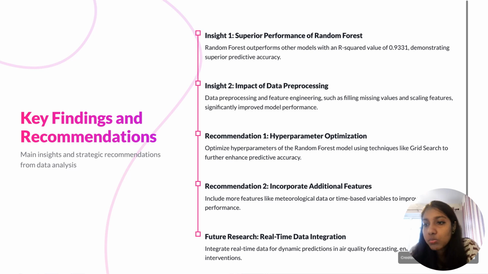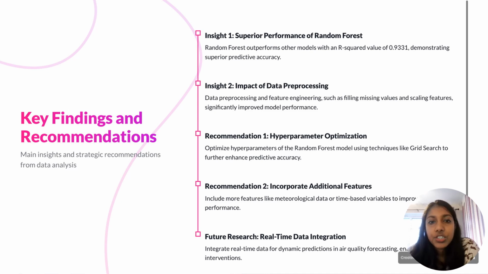After doing the whole project, there are a few key findings and recommendations. The first key finding is the superior performance of the random forest, which outperforms other models with an R squared value of 0.9331. And second is the impact of data processing and feature engineering, such as filling the missing values, significantly improving the performance of the model.